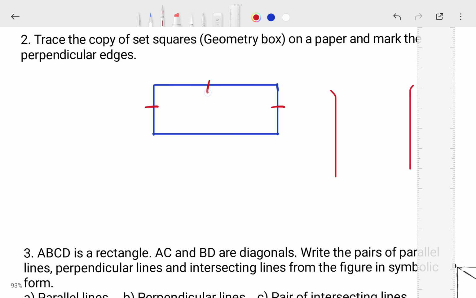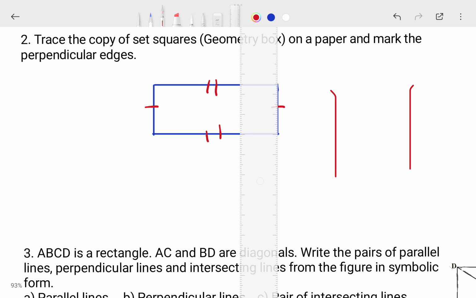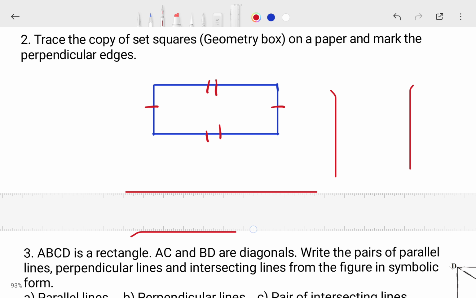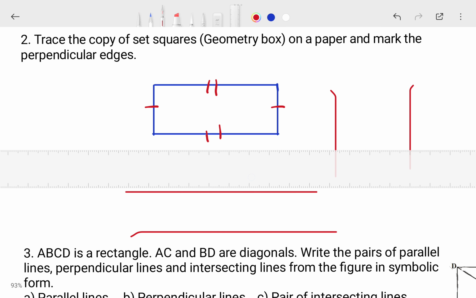After that, if you see this line and this line, both are parallel. Why? Because they are going in the same direction. It is going like that, and the other is going like that. Do these two lines intersect at a point? No, they will not. So it means that this is parallel.